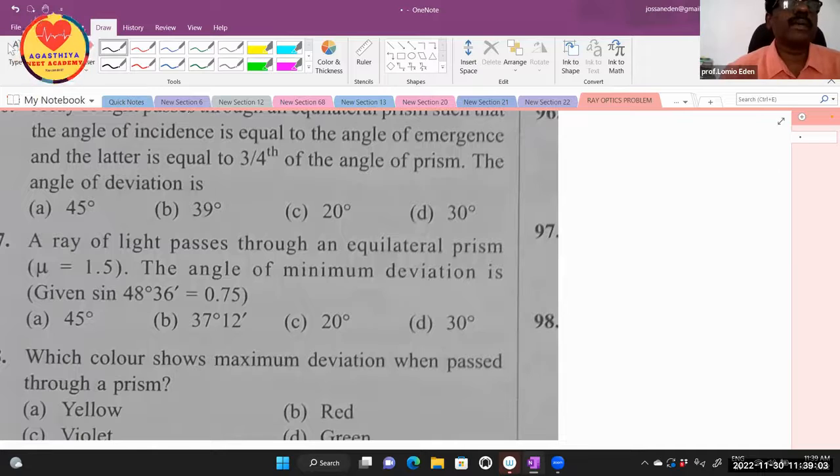Students, see the next problem. A ray of light passes through an equilateral prism, mu is equal to 1.5. The angle of minimum deviation, sine 48 degree 36 minute, is given as 0.75.